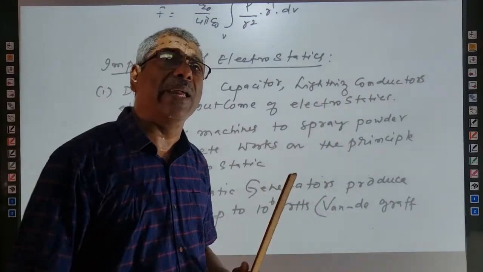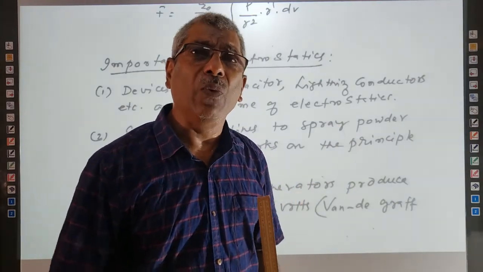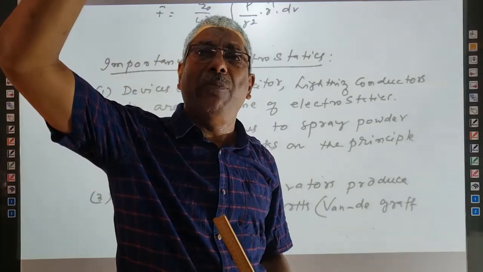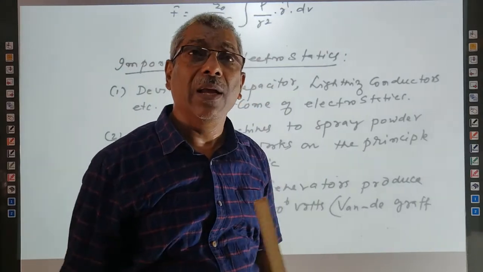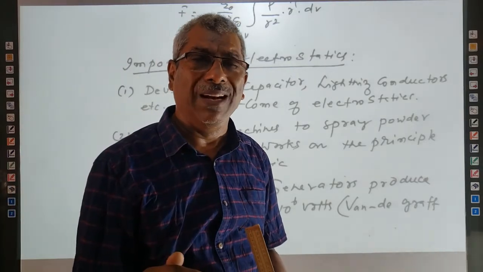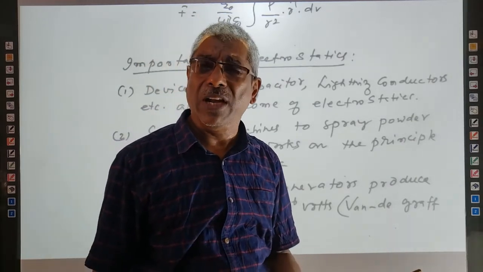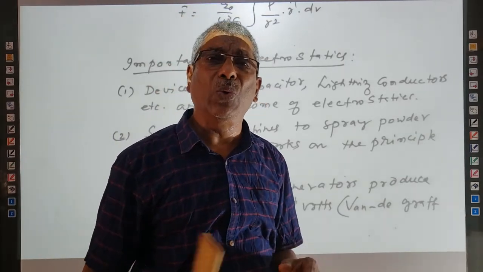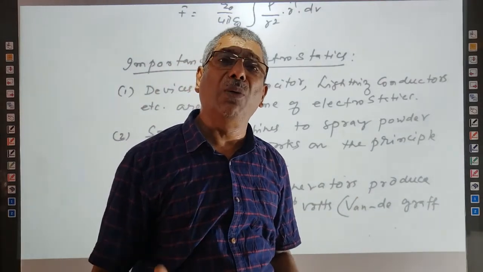Lightning conductors are used on very high installations and very tall buildings. To protect the building from lightning strokes, we use lightning conductors. When charge comes just above a very big building, the potential difference between the earth and the cloud becomes very high. Electric current can pass, breaking the insulation between the cloud and the building, and strike the building, causing irreparable damage. To protect high installations and buildings, we use lightning conductors. So lightning conductors and capacitors are outcomes of electrostatics.